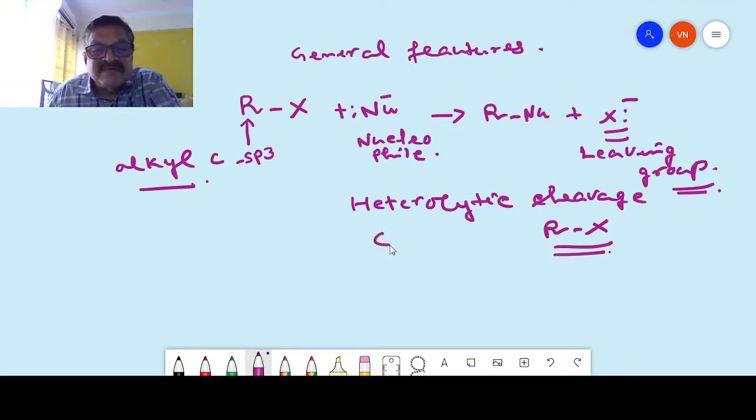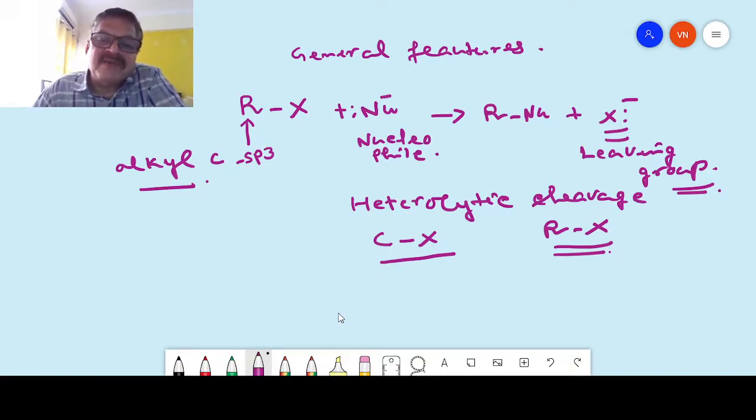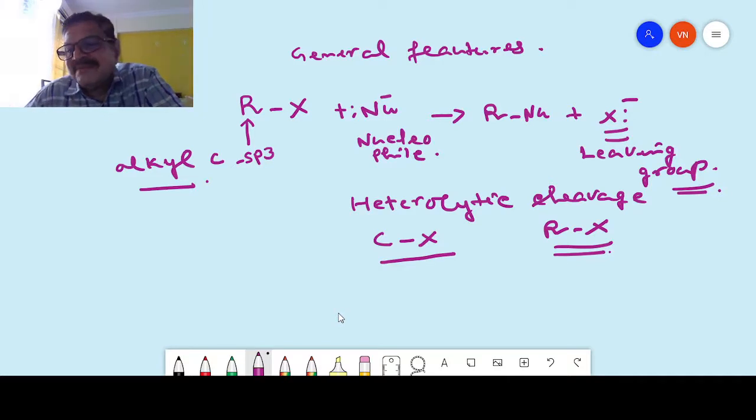We can say this C-X bond because R contains a carbon atom which is sp3 hybridized. Therefore, there is a C-X bond here, and it is getting heterolytically cleaved. That means the electron pair forming the bond is unequally shared. Carbon doesn't get anything and the entire pair is taken by the more electronegative X. Therefore, carbon will become positive and X will become negative. That means X minus is the leaving group. So the leaving group should be able to accept the electron density in the C-X bond. That is a capability. The characteristic features of the leaving group we will discuss now.